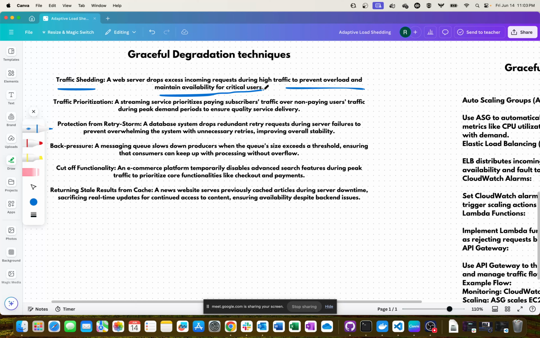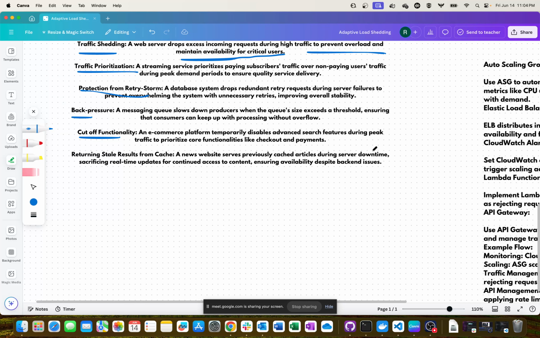Then there is back pressure, a message queue that slows down the producer. Whenever too many requests are coming in, you put a queue in between, and then your traffic is automatically controlled. You can handle X requests per second, you put X consumers. You can handle Y, you put Y consumers. So you are controlling the traffic, the clients are no longer controlling the traffic. So that's back pressure. Then there's cutoff functionality, temporarily disabling certain search features. Let's just say you were always hitting the database to get some values, you are now hitting just the cache, or some intensive processes are shut down.